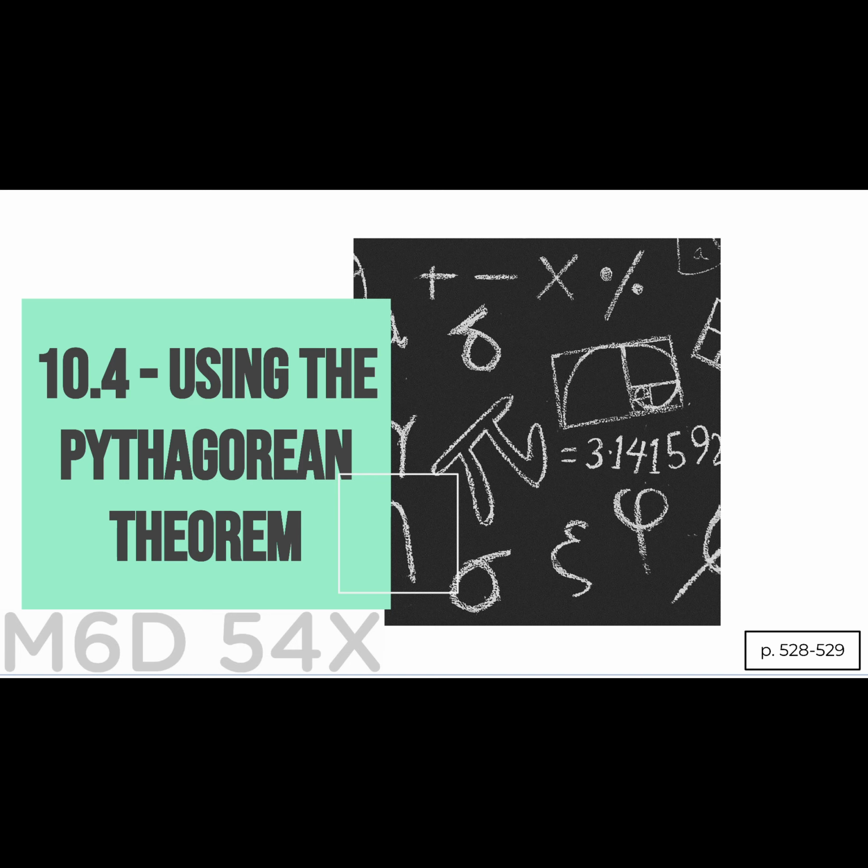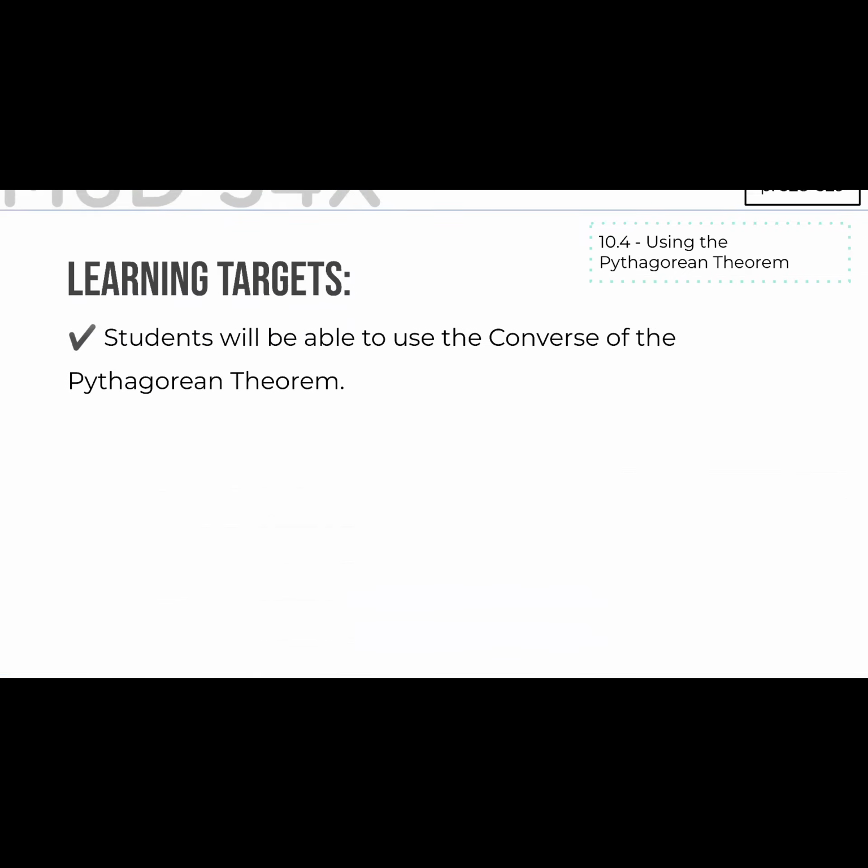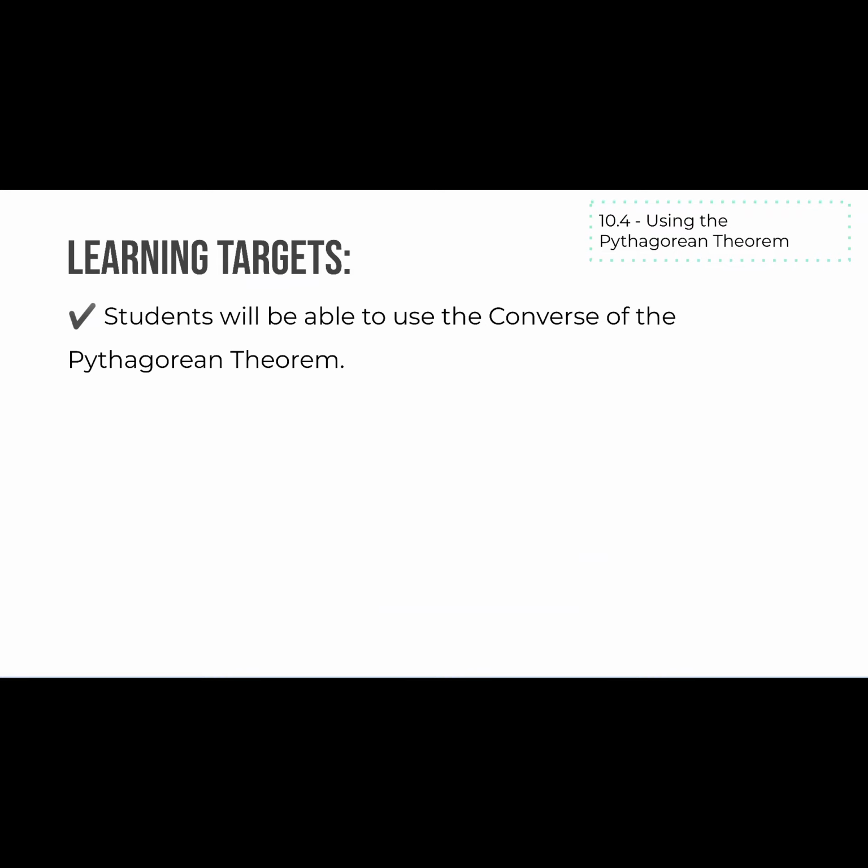So let's do a little review. On 10.3, way back last week, we learned what the Pythagorean theorem was. Well, maybe not learned what it was because you guys already knew what it was, but we reviewed it. Joe, you tell me, what is the Pythagorean theorem? A squared plus b squared equals c squared.